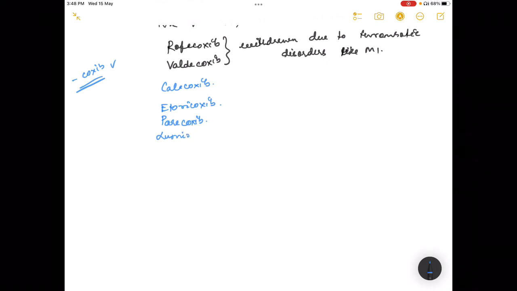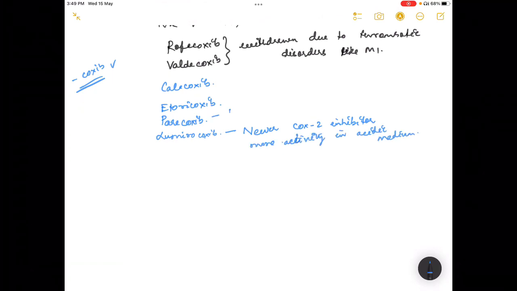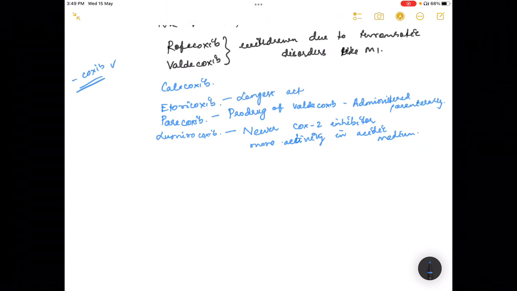parecoxib, lumiracoxib. This lumiracoxib is a newer COX-2 inhibitor and it has more activity in acidic medium. Parecoxib is a prodrug of valdecoxib and it can be administered parenterally. Etoricoxib is the longest acting of this group, and monitoring of hepatic function is a must when you are giving etoricoxib.